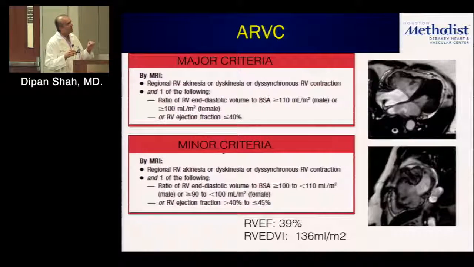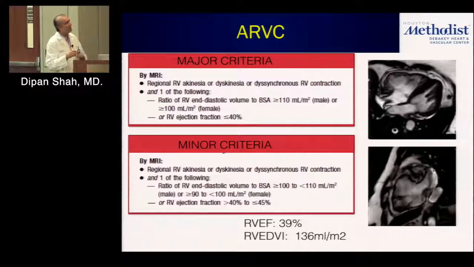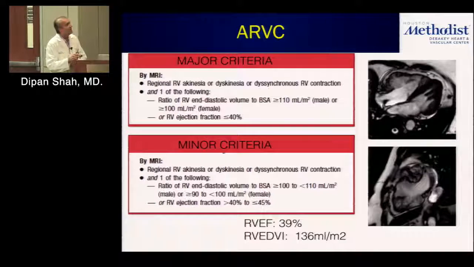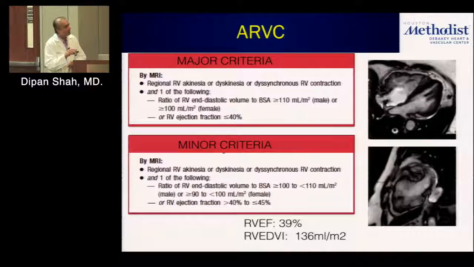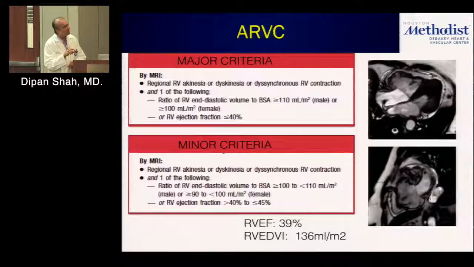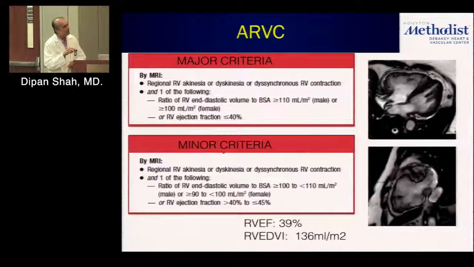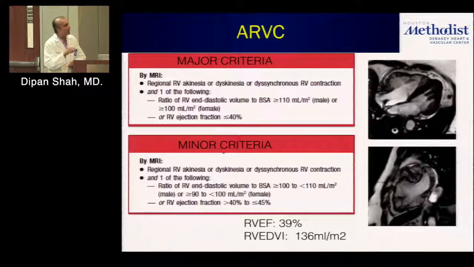And then it meets a major criteria if on top of that you have RV end diastolic volume index, which is greater than 110 for men or greater than 100 for women, or an RV ejection fraction that's less than 40%. If you have any of these along with some abnormality in contraction, you have a major criteria. And then minor criteria basically, again, requires some abnormality in contraction along with dilatation of the RV that's not as significant. So between 100 to 110 milliliters per meter squared for men, or between 90 to 100 for women, or an RV ejection fraction of between 40 to 45.